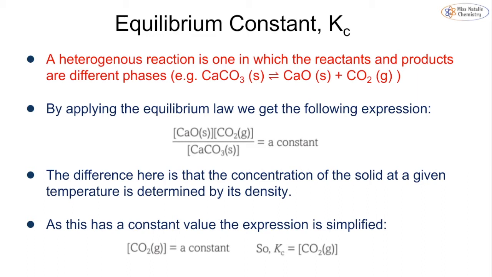The main difference here is that the concentration of a solid is determined by its density for a specific temperature. Therefore, these are constant values. So these concentrations are not going to change. So we take them out of our equilibrium expression, and in this case, we are only left with CO2 as the gas. So our Kc expression is this one at the bottom. Kc is equal to the concentration of the CO2 as a gas. So be aware, if you do have solids in your equation, they should not be present in your equilibrium expression because they are determined by their density, and that has a constant value.